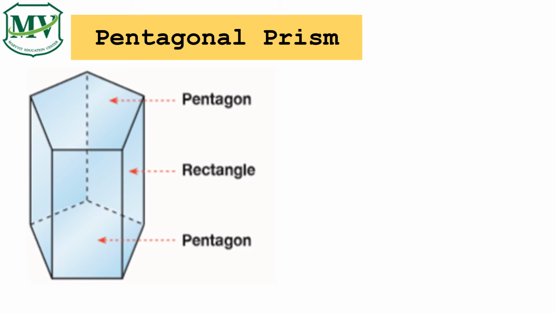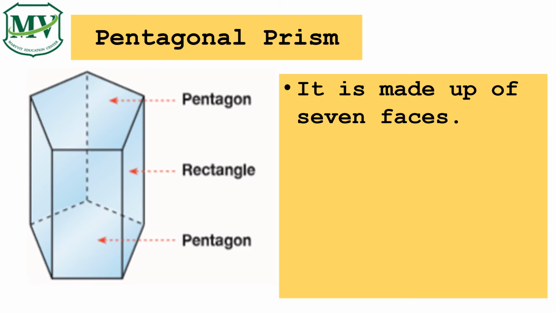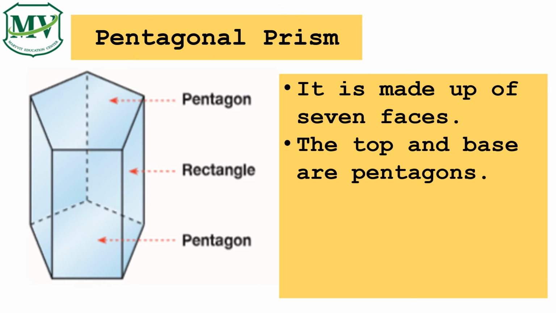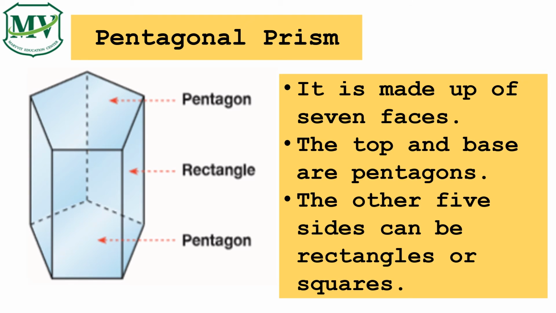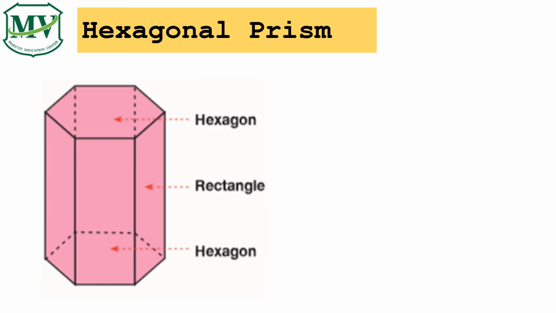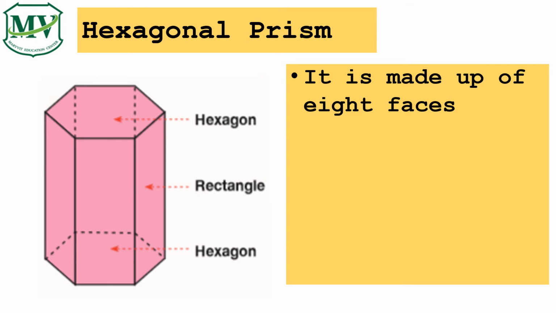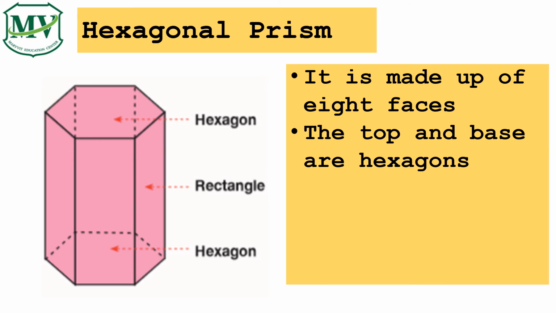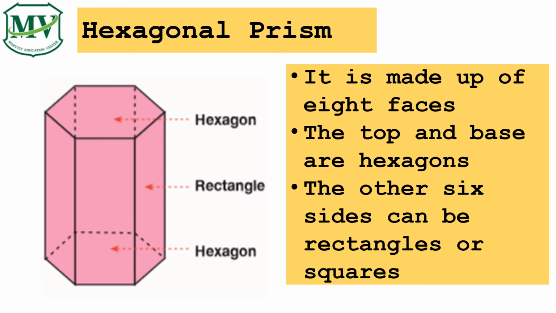The pentagonal prism. It is made up of 7 faces. The top and base are pentagons. The other five sides can be rectangles or squares. Hexagonal prism. It is made up of 8 faces. The top and base are hexagons. The other 6 sides can be rectangles or squares.